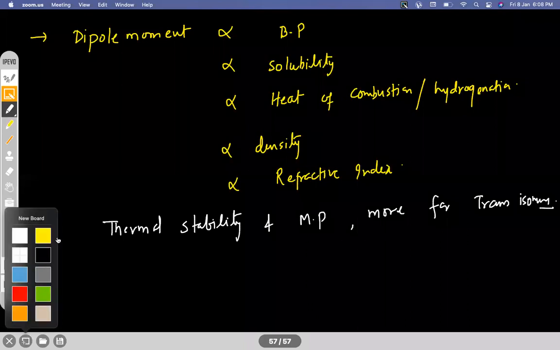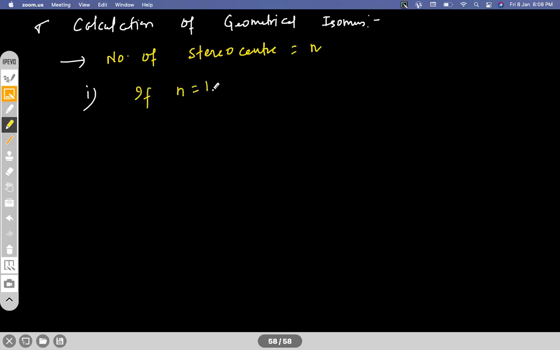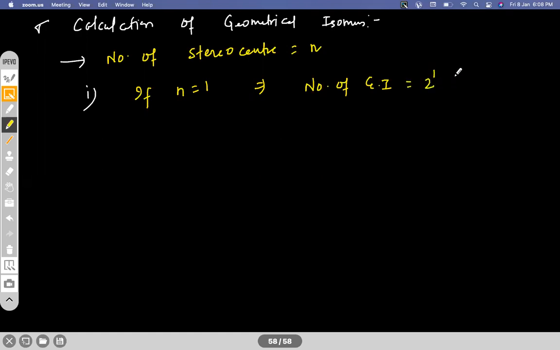Okay, now the last thing here we need to understand is the calculation of geometrical isomers. You need to memorize the formula based on condition. When the number of stereocenter is n, in general expression, suppose the number of stereocenter is n. In this first case, if n is equal to 1, then the number of GI would be 2 to the power n, that is 2. Cis and trans only possible.